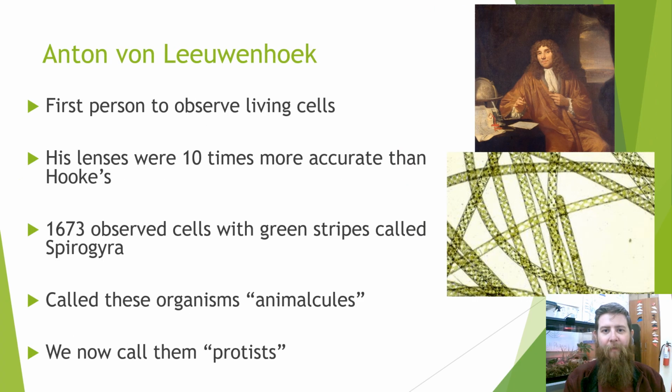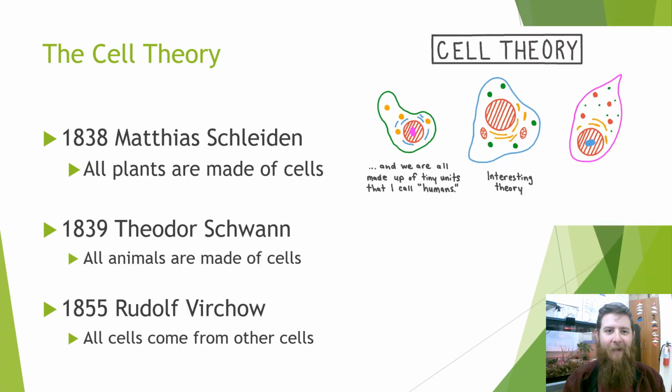Anton von Leeuwenhoek was the first person to observe living cells. His lenses were about 10 times more accurate than Hooke's were. And in 1673, he observed cells with these green stripes in them called spirogyra. These guys right here above me. He called these guys animalcules, but later we called them protists. They're kind of a junk drawer of organisms that don't fit into plants and don't fit into animals, kind of fit into a middle ground there.